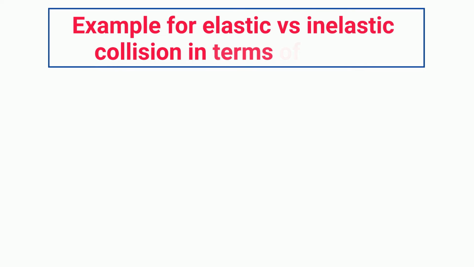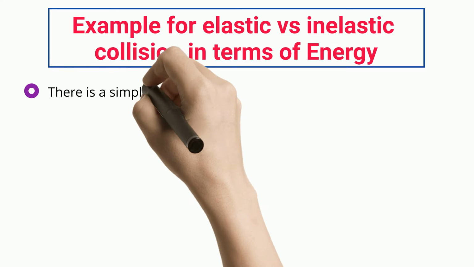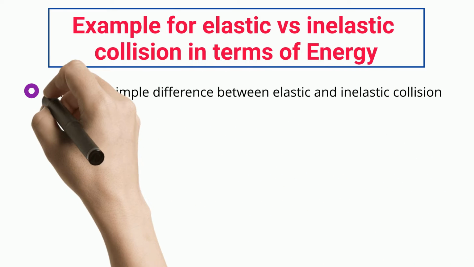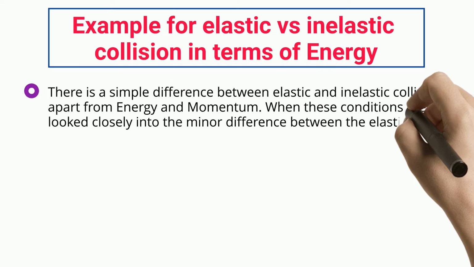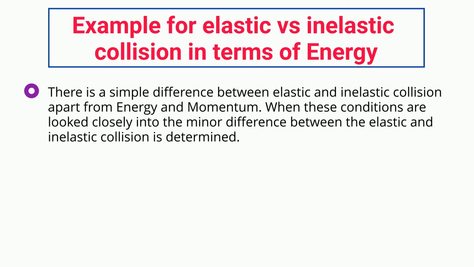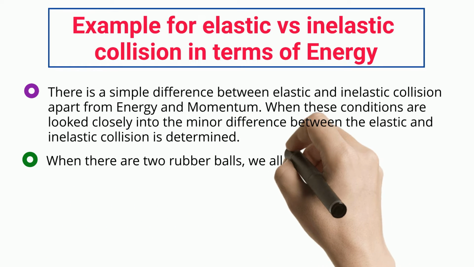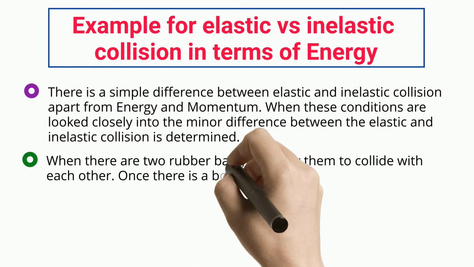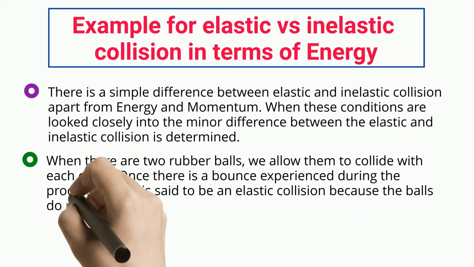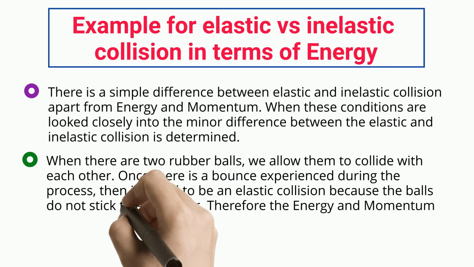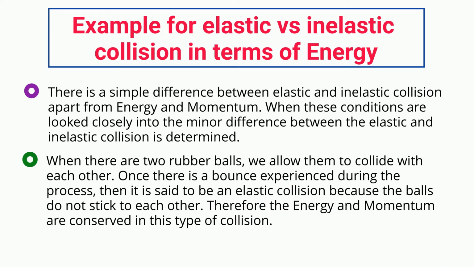Example for elastic versus inelastic collision in terms of energy. There is a simple difference between elastic and inelastic collision apart from energy and momentum. When these conditions are looked at closely, the minor difference between the elastic and inelastic collision is determined. When there are two rubber balls, we allow them to collide with each other. Once there is a bounce experienced during the process, then it is said to be an elastic collision because the balls do not stick to each other. Therefore, the energy and momentum are conserved in this type of collision.